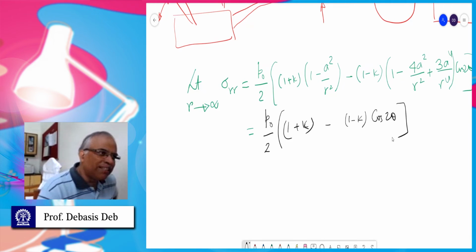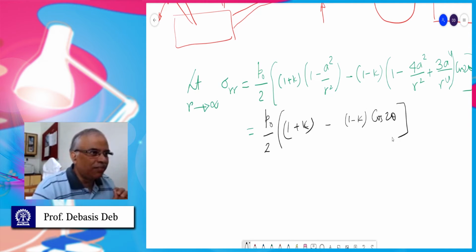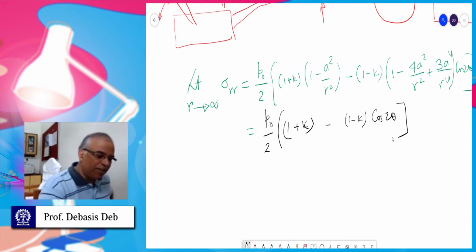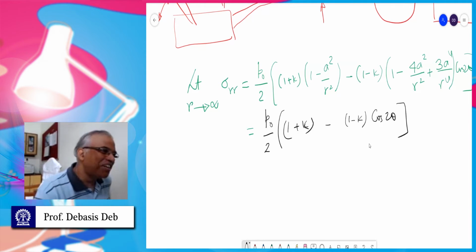Now what do you mean by r tends to infinity? From the tunnel, r is far away, right? R is far away. Now do you see what this equation is? Anybody can see what this equation is? This has been told to you before in another form. Can anybody see what this equation is?